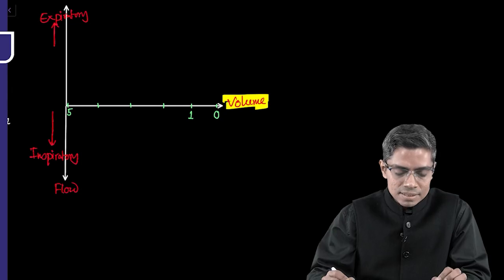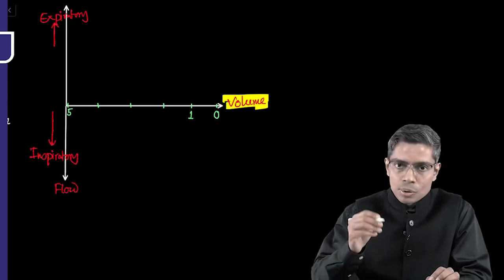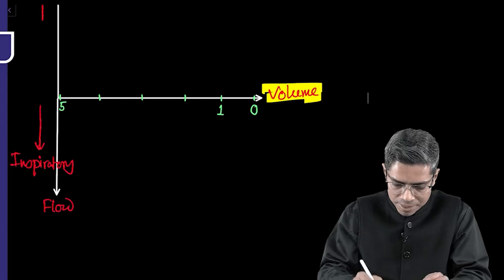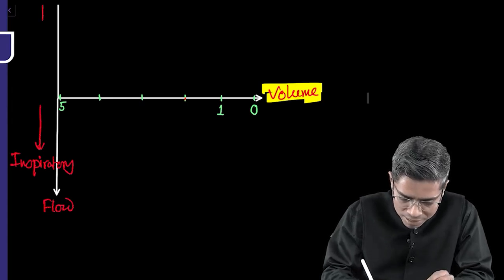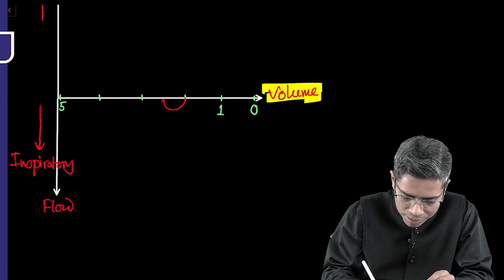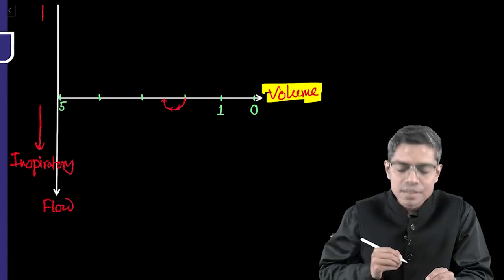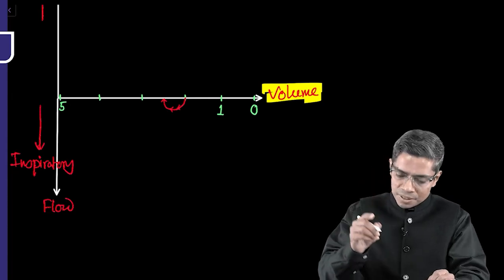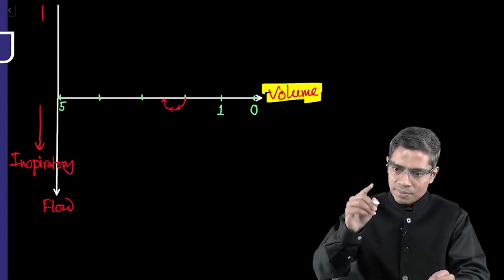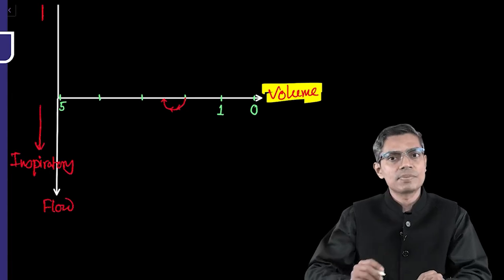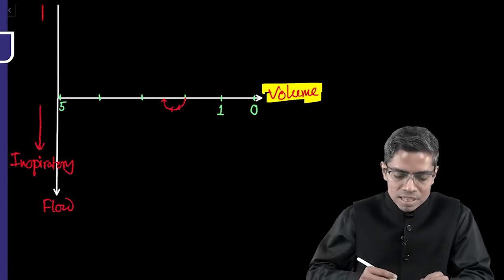When you are asking the subject to do a normal inspiration, the curve will look like this. So this is the inspiratory curve. Inspiratory flow is plotted, so inspiratory flow will go on increasing, then inspiratory flow is decreasing. So this is the normal inspiration.